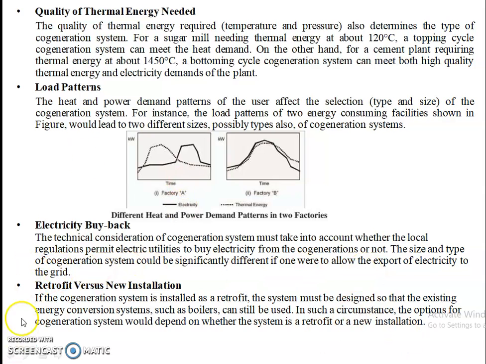Finally, we discuss the point of retrofit versus new installation. If the cogeneration system is installed as a retrofit, the system must be designed so that the existing energy conversion system, such as the boiler, can still be used. In such circumstances, the option of the cogeneration system would depend on whether the system is a retrofit or a new installation.